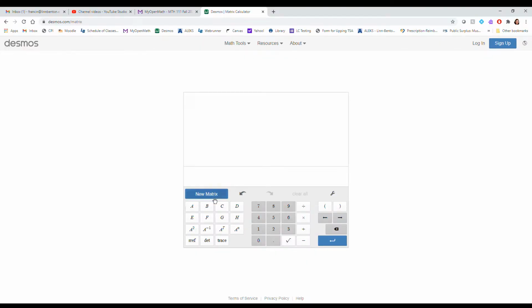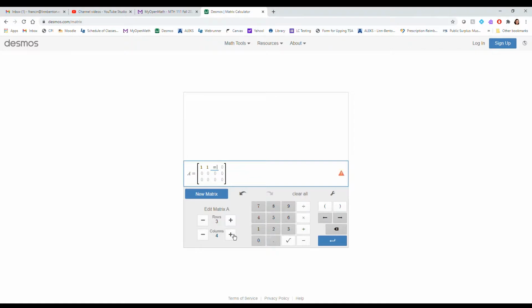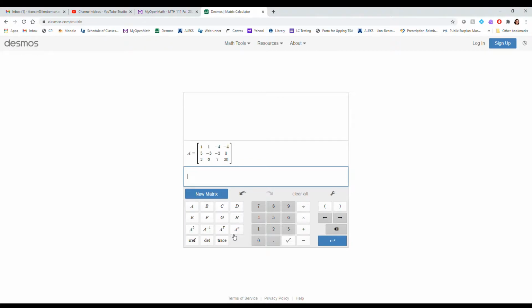All right, let's go ahead and put our new matrix in here. This time we have a 3 by 4, and let's put in our values. 1, 1, -4, -4, 5, -3, -2, 0, 2, 6, 7, 30. And put it into reduced row echelon form. And we got all 2's for our solution.